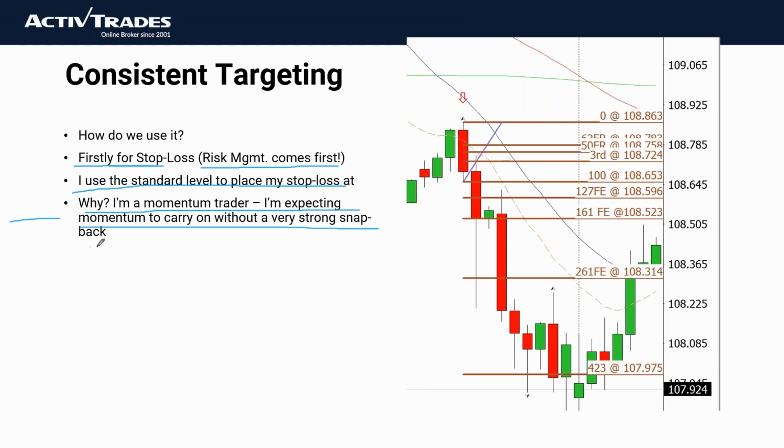I expect momentum to carry on without a very strong snapback. So let's just say, as an example, that we have been in a trend. Price pulls back, prints this bearish engulfing candle, and I'm ready to be short there. If I'm looking to trade this engulfing candle as my trigger, then my stop is always looking to be above the high of that candle, if I'm looking to be short.